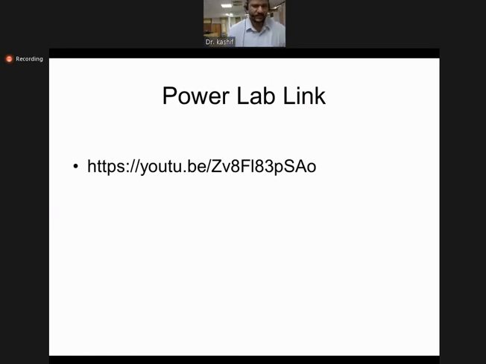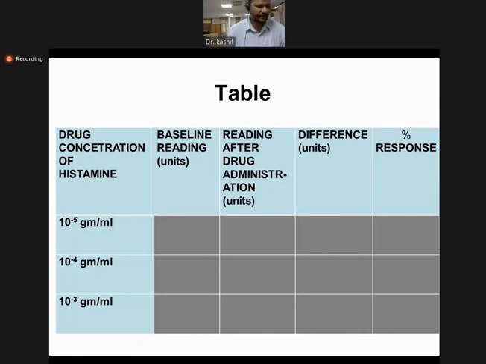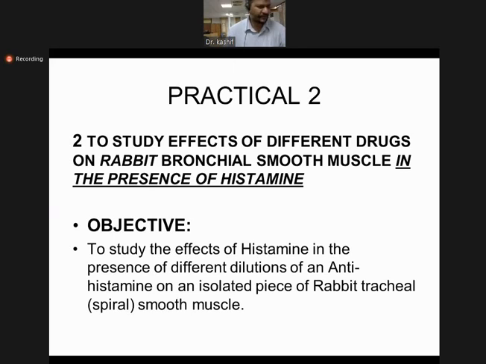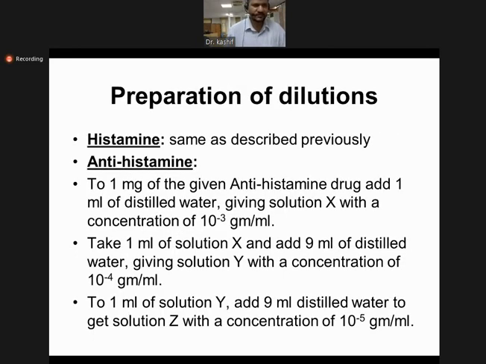So this is all about the practical, the role of histamine and antihistamine. Actually, we were running short of time, so I just tried to quickly complete this process. So in this regard, if you have any questions, you can ask me.